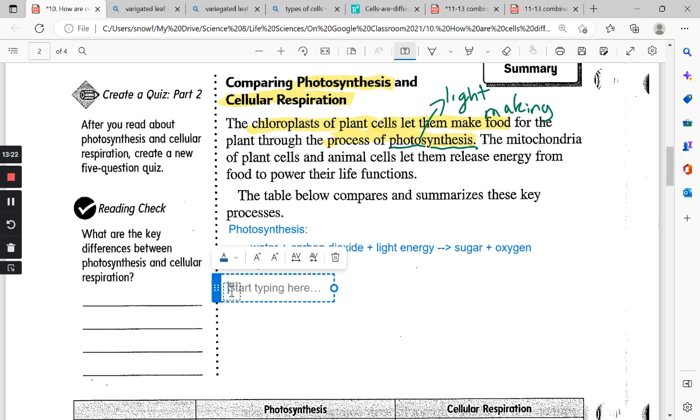Let's try that out. Oh, change colors here. Let's go with red. It's more of a mitochondrion type color. So in the mitochondria, we have a process called cellular respiration. Cellular respiration. Sounds like you're breathing really deep.